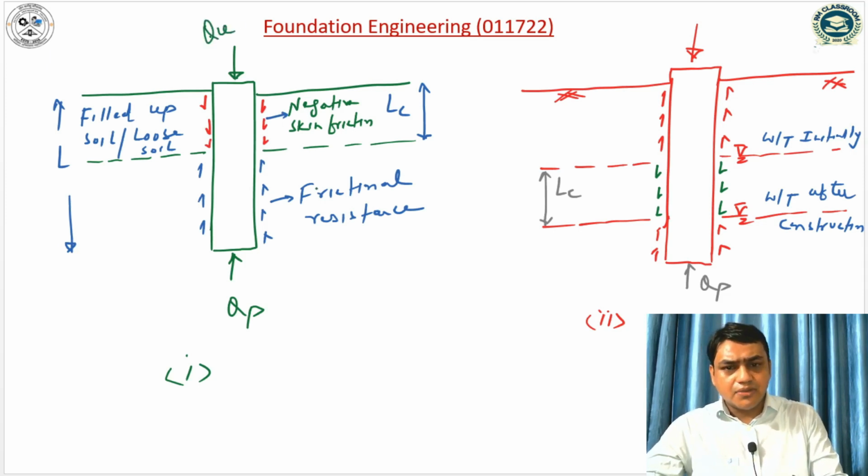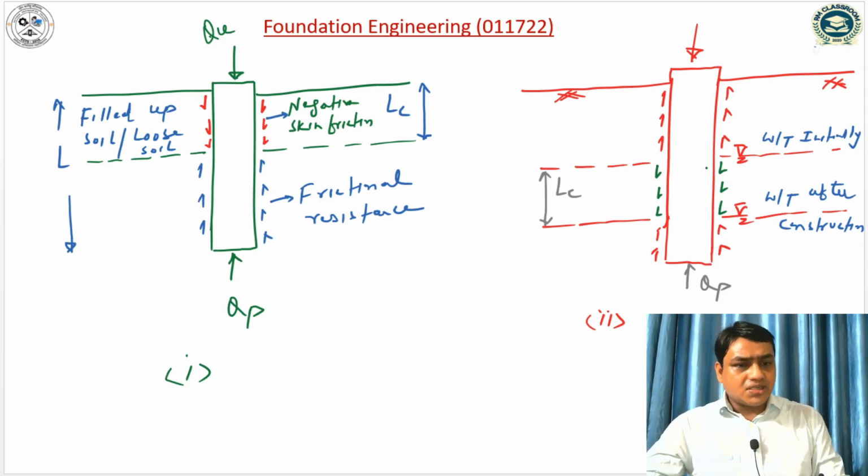So what is negative skin friction? As the pile is installed in the downward direction, the frictional resistance and point resistance will be acting in the upward direction, and the negative frictional resistance will be opposite to this frictional resistance. So we can see that that's why it is named negative. The skin friction resistance will be in the direction of the ultimate load on the pile.